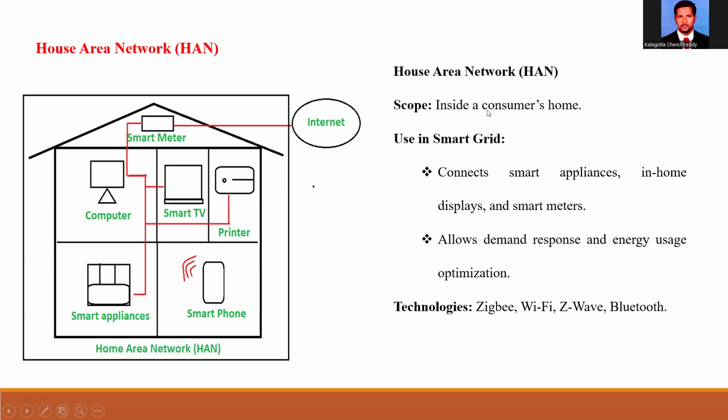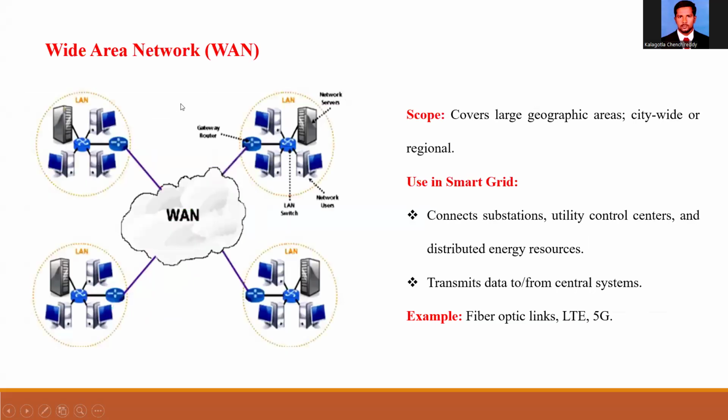The house area network's scope is inside the consumer's house. From an electrical point of view, the house area network in smart grid connects the smart applications, home display, and smart meters. This is an example of a house area network in smart grid. It allows demand response and energy usage optimization. Technologies involved in the house area network are Zigbee, Wi-Fi, Z-Wave, and Bluetooth. These are the technologies used in the house area network for communication purposes.